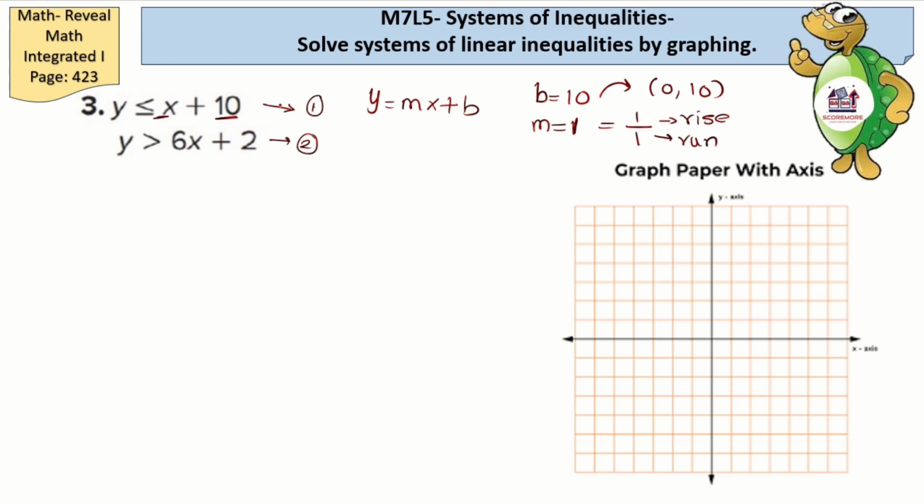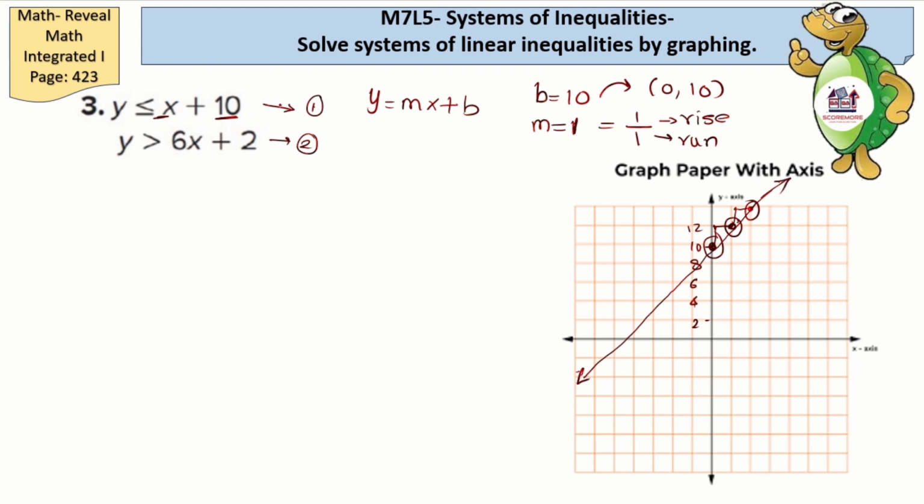Let's graph it now. In your graph sheet, just plot the graphs in equal intervals. After that, look for the y-intercept, which is (0, 10). Then 1 rise and 1 run, so you will make another point. The next is 1 rise and 1 run again, so you will keep adding points. After that, take your ruler, join all the points and make a straight line, since this is a linear graph.